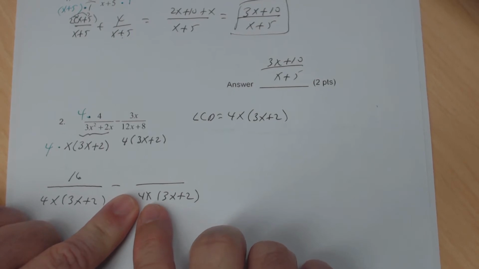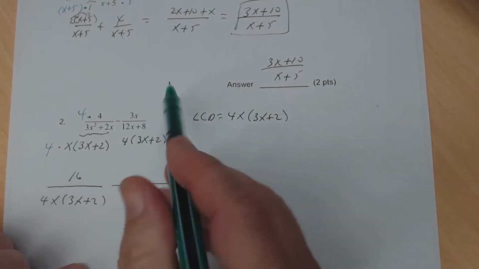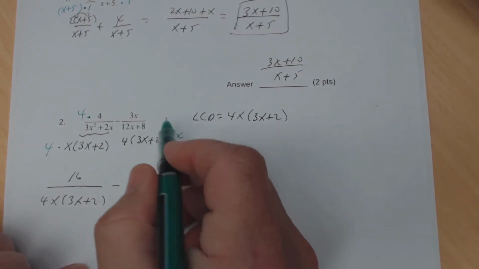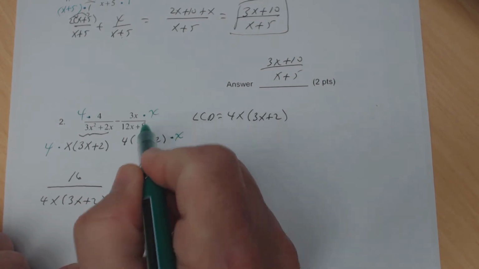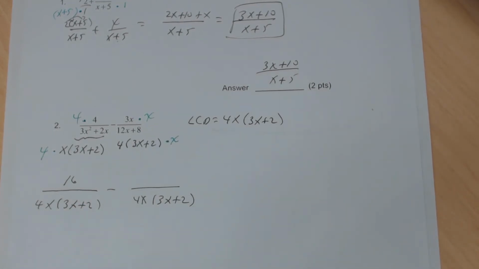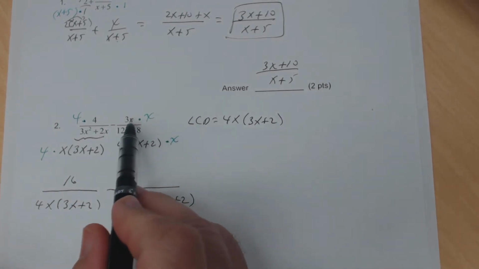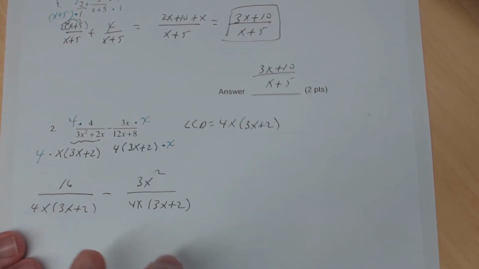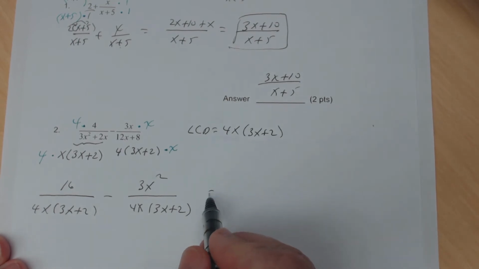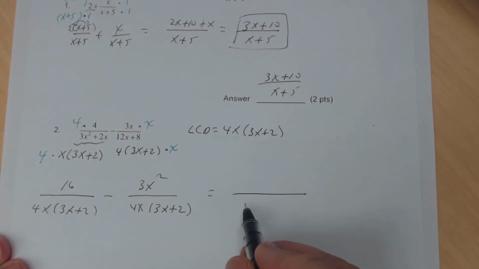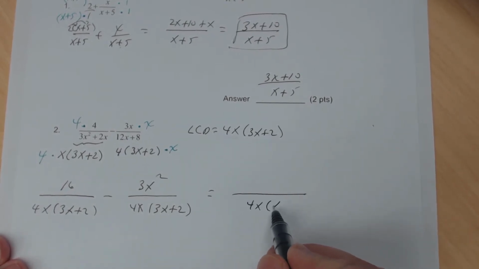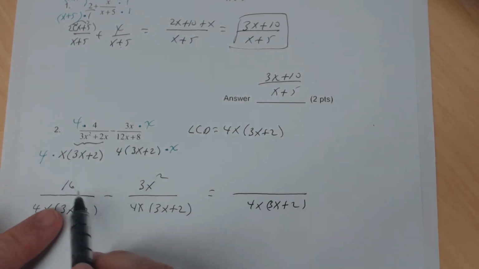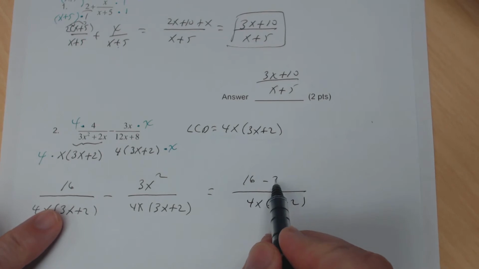Over here, I have the 4 and the 3x plus 2. I am missing the factor of x. So I've got to multiply this denominator by x, and what I do to the denominator, I have to do to the numerator. So 3x times x is 3x squared. And now since the denominators are the same, I can write this as one fraction with that denominator. So 4x times 3x plus 2. And I get 16 minus 3x squared.